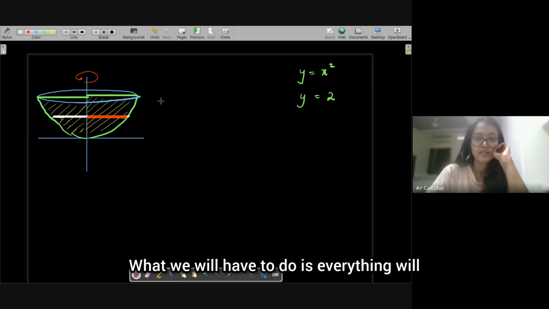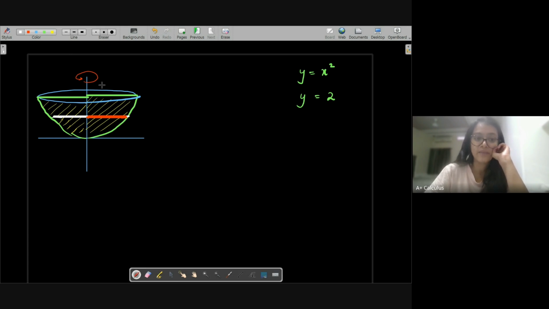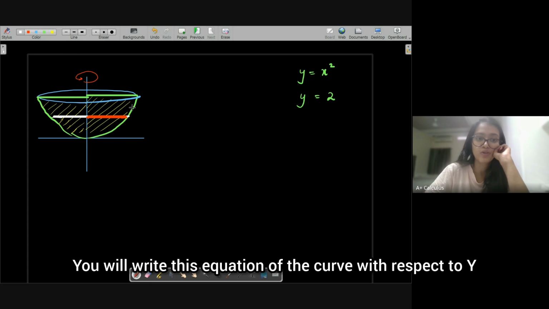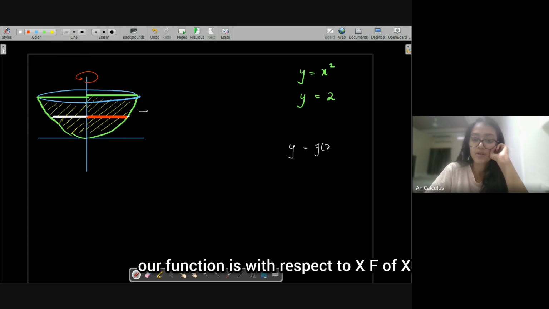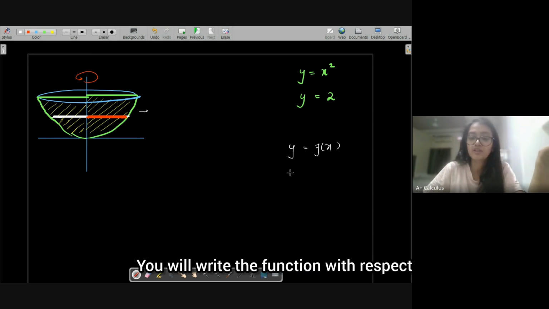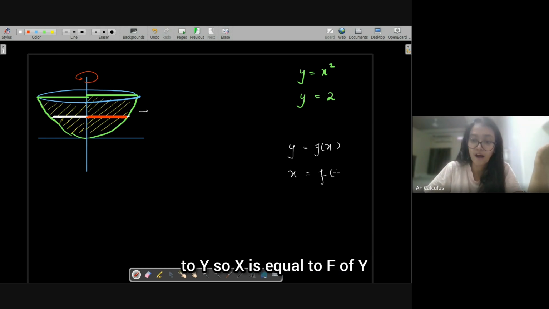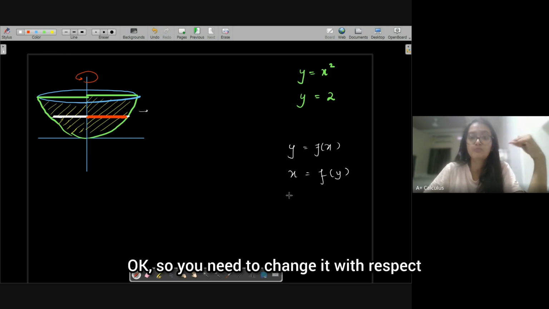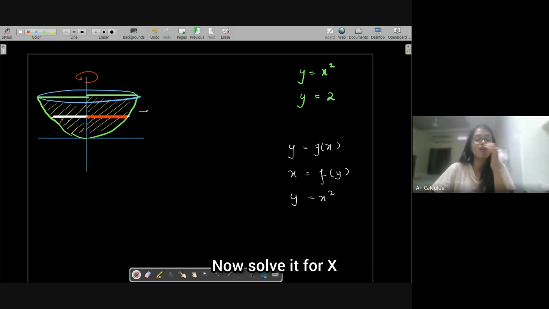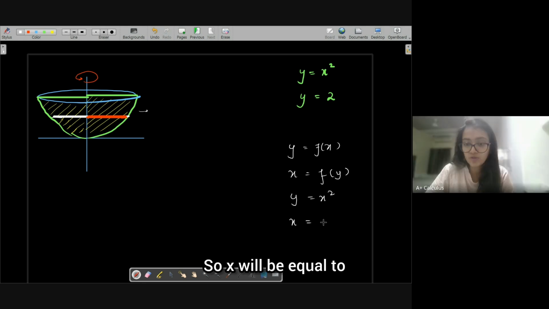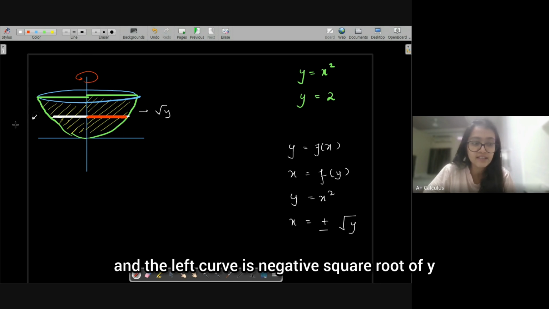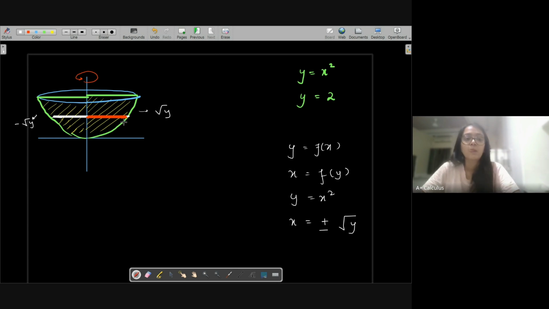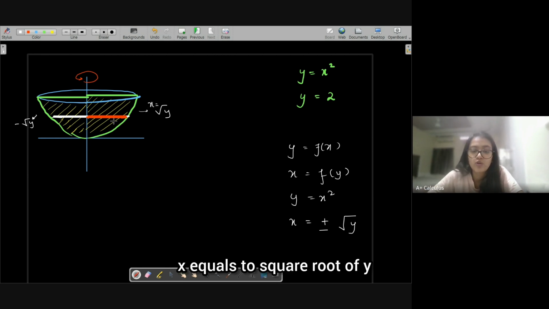And this time, everything will happen with respect to y. We will write the equation of the curve with respect to y. Right now, our function is with respect to x, f of x. You will write the function with respect to y. So x is equal to f of y. So y is equal to x squared. Now solve it for x. So x will be equal to plus or minus square root of y. The right side is positive square root of y and the left curve is negative square root of y. So this is your curve, x equals square root of y.